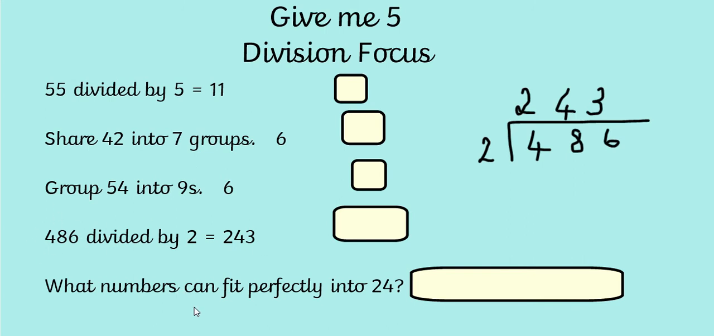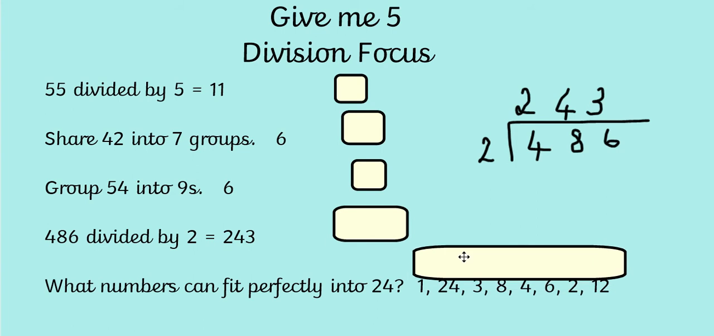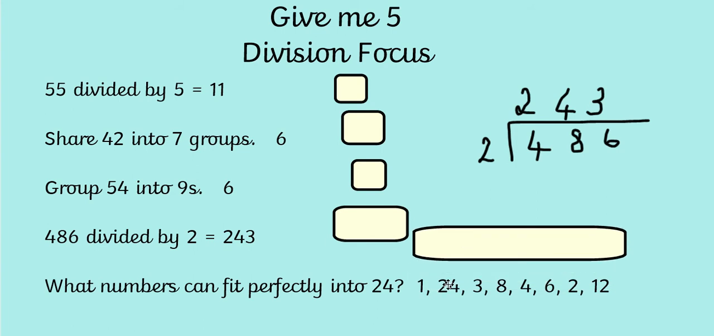Okay, and our last question here then, what numbers can fit perfectly into 24? Okay, another way of saying this is what are the factors of 24? So we're looking for all the numbers that times together with another number to make 24, and there's quite a long list of them. So 1 and 24, you can have 1 times 24, it's 24.